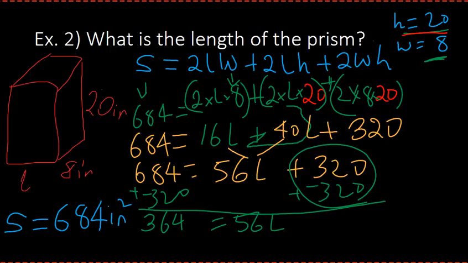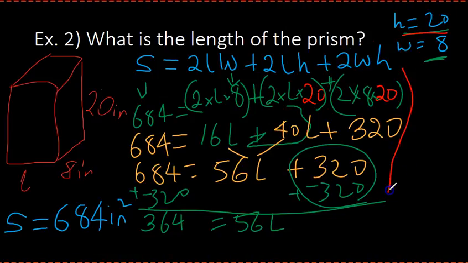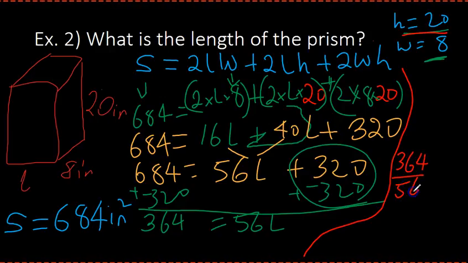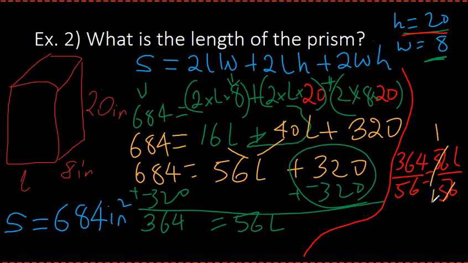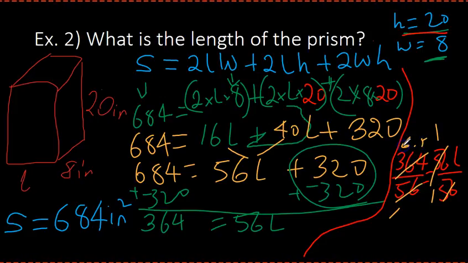What do we do here to get L by itself? This is 56 times L. So we're going to divide both sides by 56. So we do 364 divided by 56 equals 56L divided by 56. 56 goes into that, you get 6.5. So that would be 6.5 equals L.